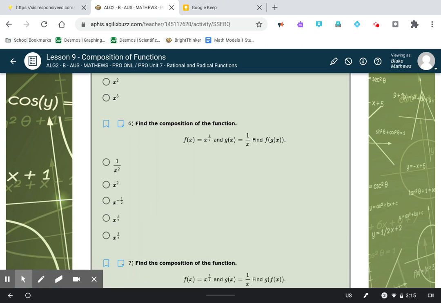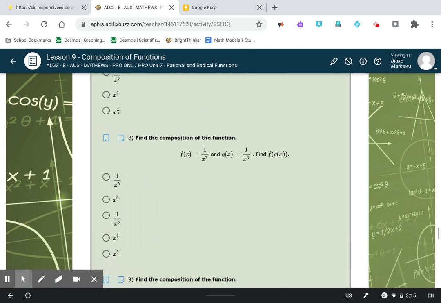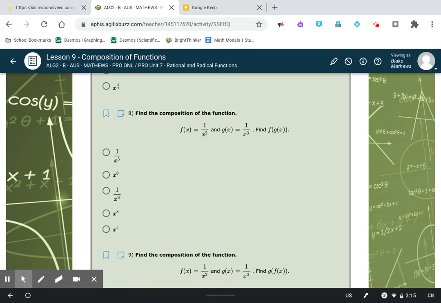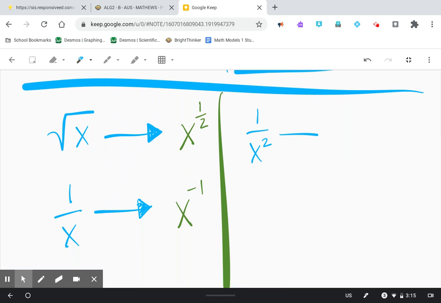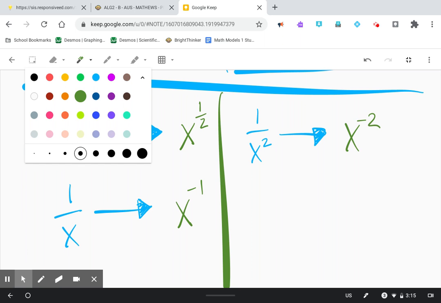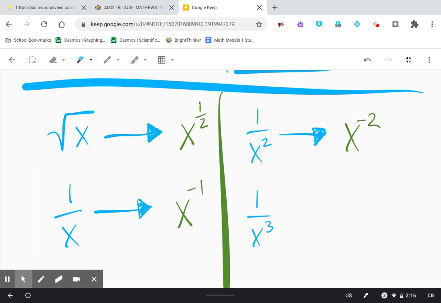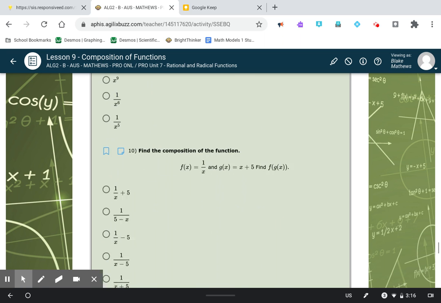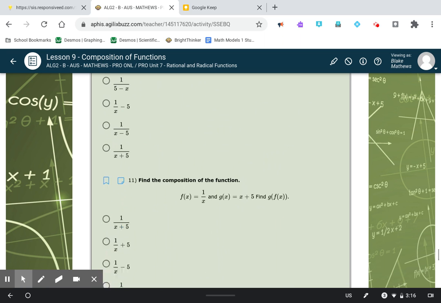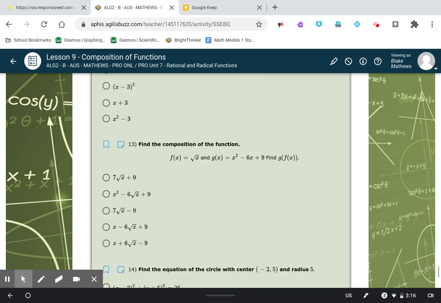Since we have enough room, let's do another column. Okay, again, number 7, we have 1/2 and 1 over x. Then we have 1 over x squared and 1 over x to the 3rd. So those are pretty straightforward as well. 1 over x squared can be rewritten as x to the negative 2 because it's a reciprocal. And of course, 1 over x to the 3rd can also be written in a similar way. It can be written as x to the negative 3rd. More of the same in number 9. Number 10, 1 over x and x plus 5. Same thing there, same thing there.